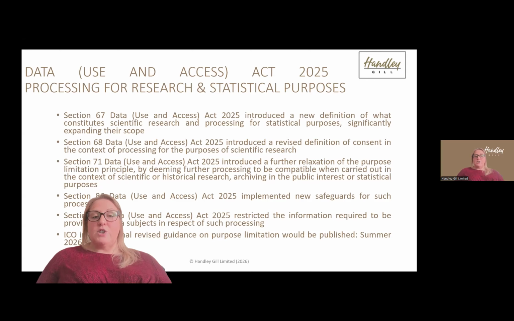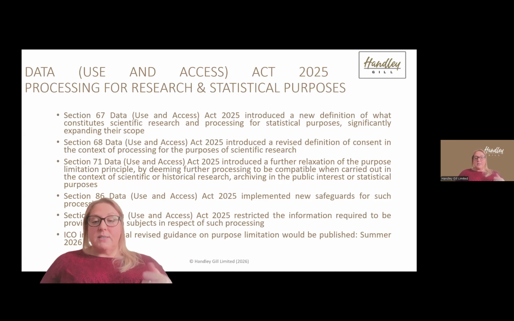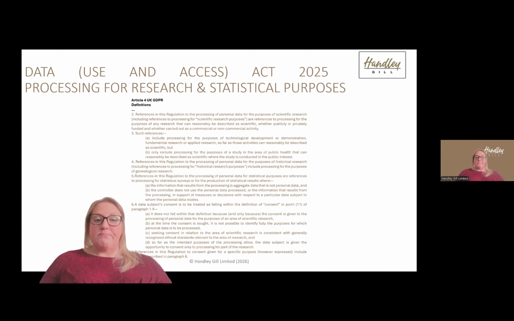So you've got a range of provisions came into force: a new definition of the RAS purposes, revised definition of consent for processing for the RAS purposes, further relaxation of the purpose limitation principle, which we've already addressed in brief, new safeguards for processing for RAS purposes, limitations on the transparency requirements when you're dealing with processing for RAS purposes, which we've already addressed because that came into force earlier. The ICO has said final revised guidance on purpose limitation will be published this summer, so we have to wait for that.